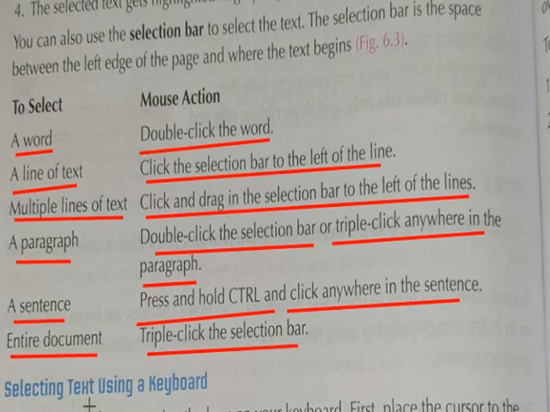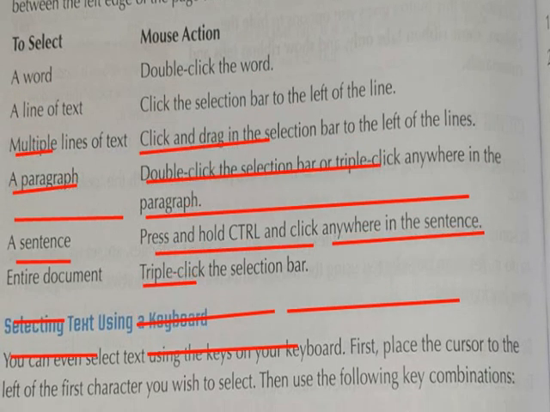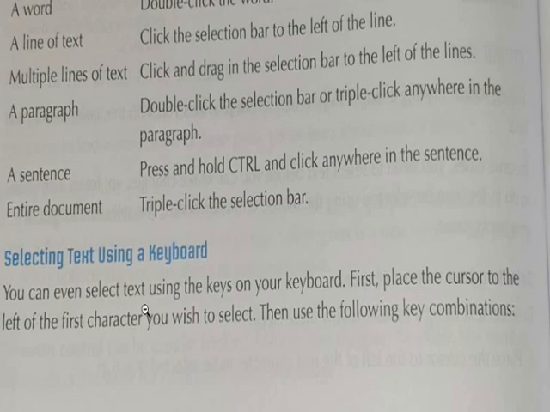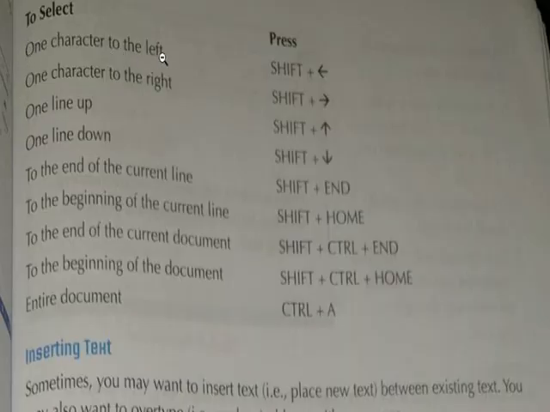Now, select text using a keyboard. How will you select the text using a keyboard? You can even select text using the keys on your keyboard. First, place the cursor to the left of the first character and then use the following key combinations. The first one is one character to the left: Shift plus the left arrow. One character to the right: Shift plus the right arrow.